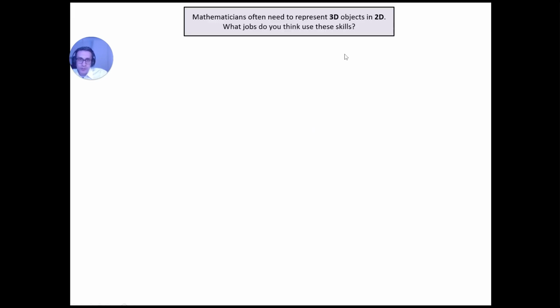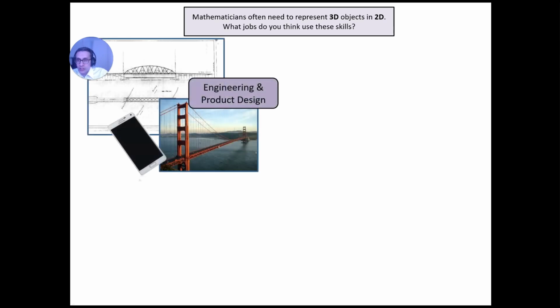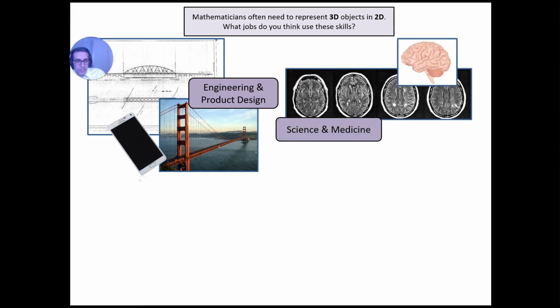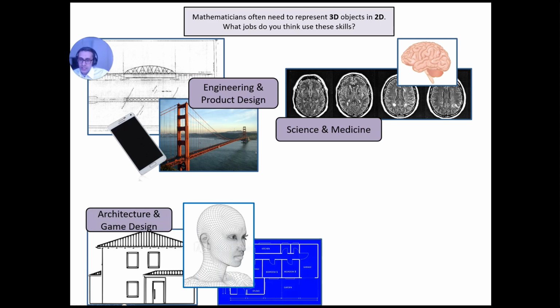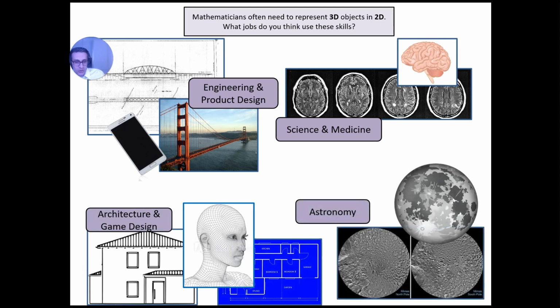So in terms of practical uses of this, you can imagine engineering when you're designing products, including phones, shoes, water bottles, TV screens, anything would require a lot of specific planning. In science and medicine, if you're doing scans of 3D objects, they would be represented in 2D printouts. So examples are brain scans. Architecture we've talked about as well, and in 3D game design, and then things like astronomy as well, where you're showing three-dimensional surfaces in 2D.